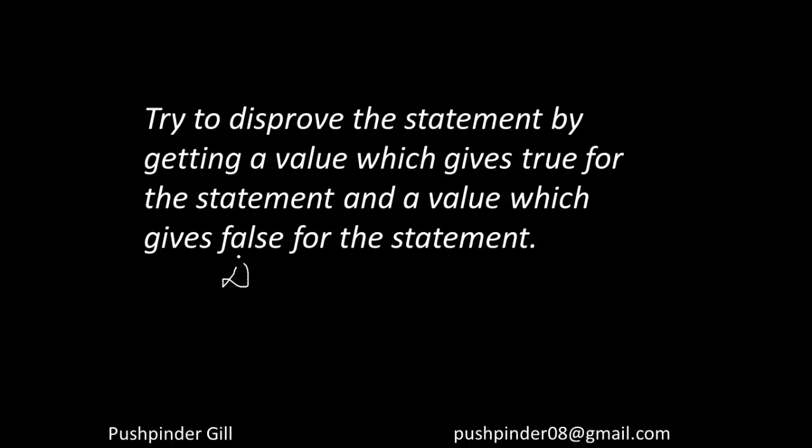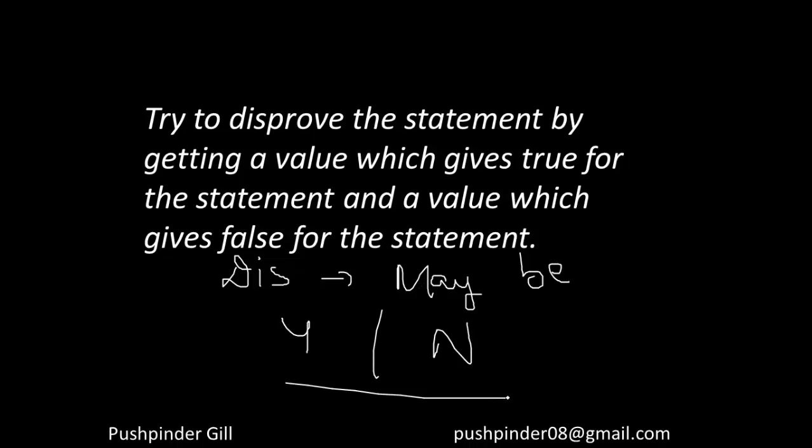So how can you disprove a statement? Is by getting a maybe. So how do you get a maybe? By getting a yes and getting a no. So once you have both of that, once you have a yes as well, once you have a no as well, that means the statement is maybe. If the statement is maybe, that means that statement is not sufficient at all.